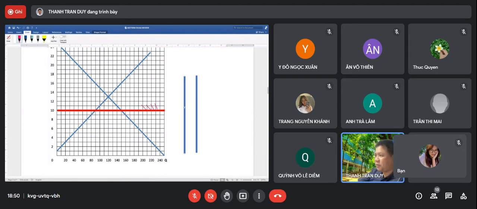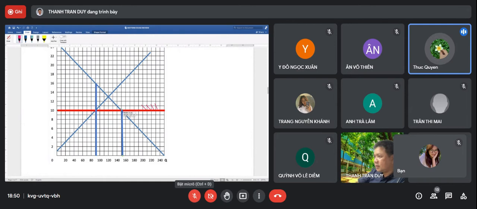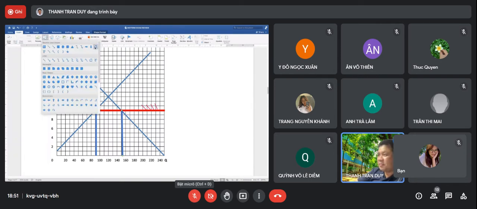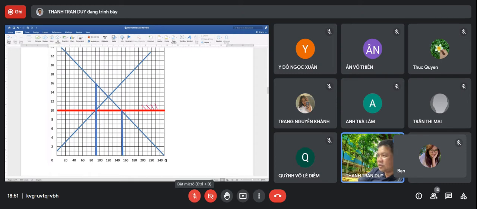And what will be the problem with this? It has a shortage. So in this case, the shortage will cause the deadweight loss. And that deadweight loss will be the shape of this triangle, all right? Okay.